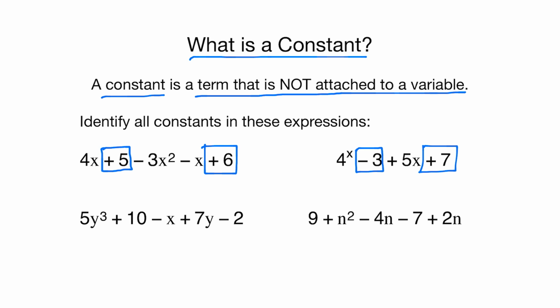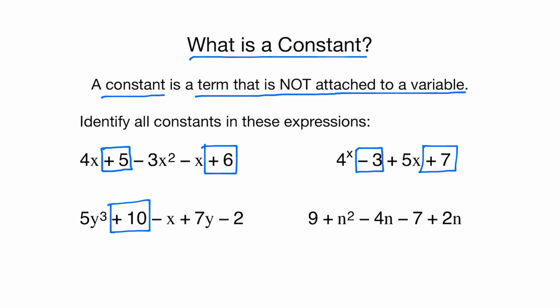Next example, we have 5y to the third power. That 5 is being multiplied by a variable, so it is not a constant. Now we have plus 10. That is a constant term, plus 10. Remember, the plus or minus sign goes with the term that immediately follows it, so box it together with that term.